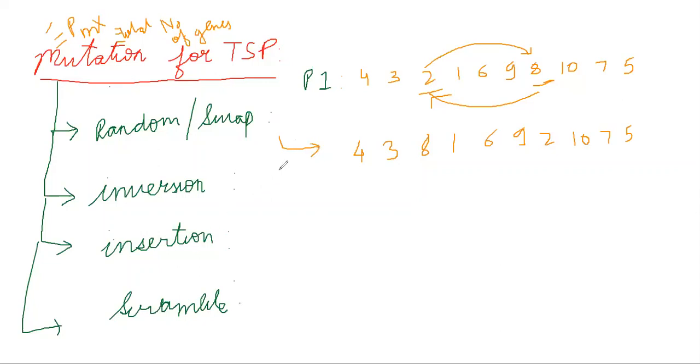Next method we talk about is inversion. So I'll consider the same chromosome or the individual here for the inversion. Now inversion allows you to have a greater control on the greater change or the diversity which can be introduced in your population as compared to this random method.